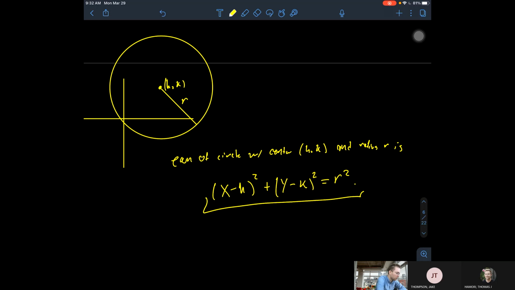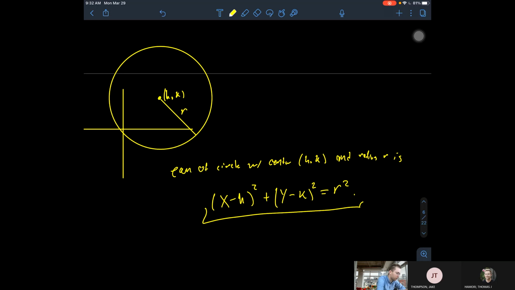Okay. So this is what the equation of a circle is, and let me just explain what it means. It means that if we take any point which is on the circle, and we take the coordinates, and we plug them in for the x coordinate and the y coordinate here, then this equation is going to be true. Okay?